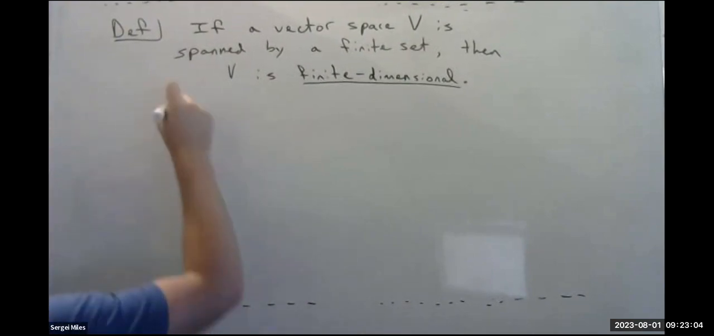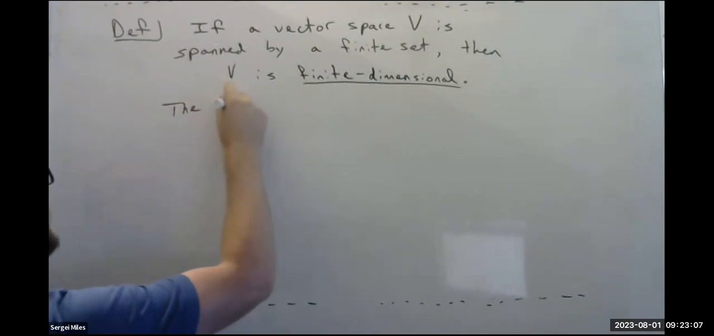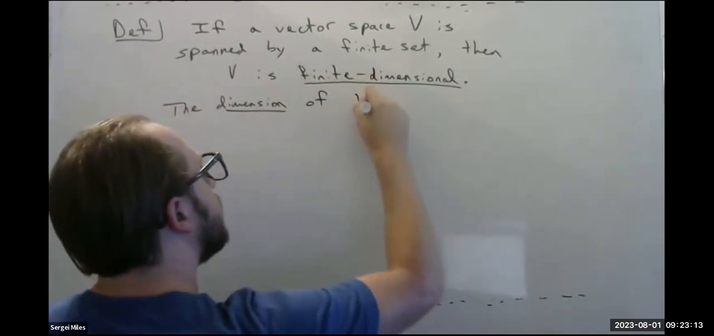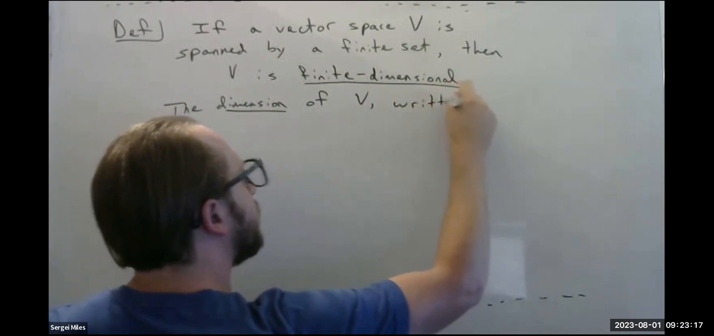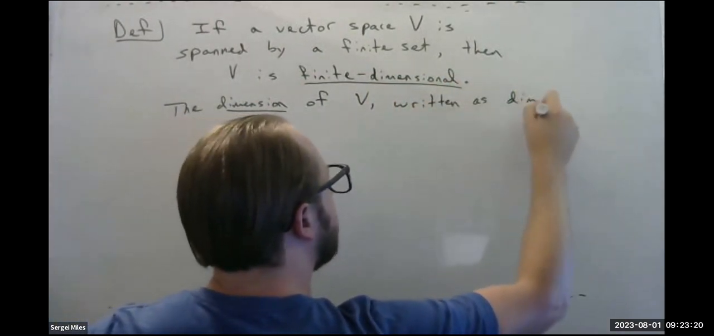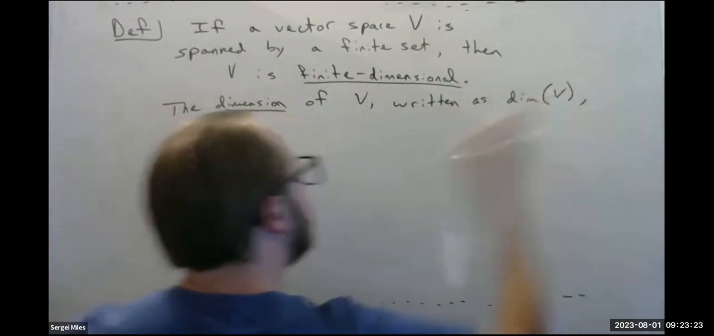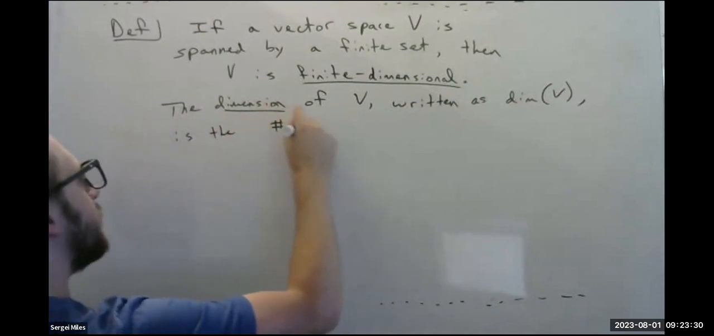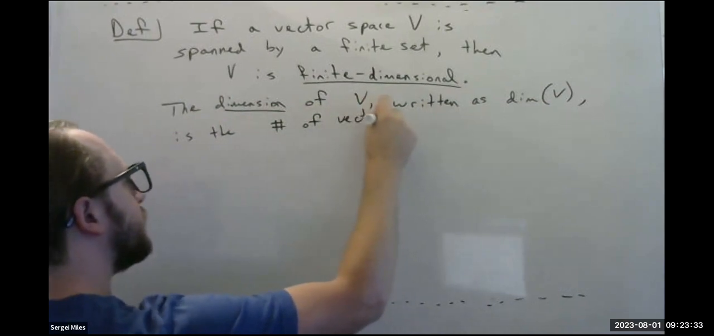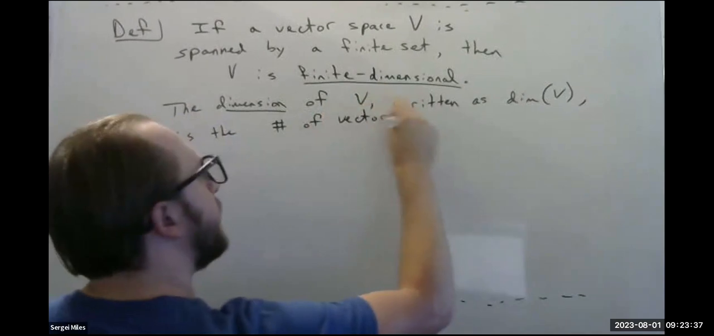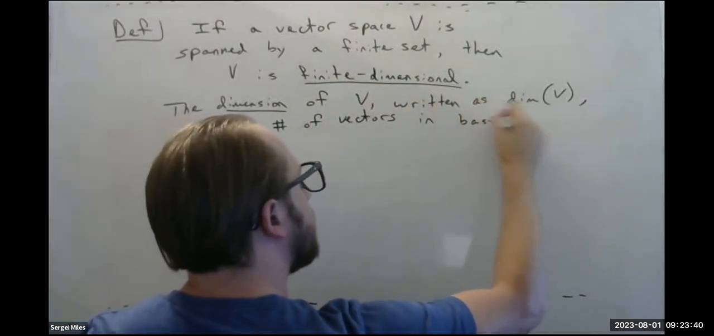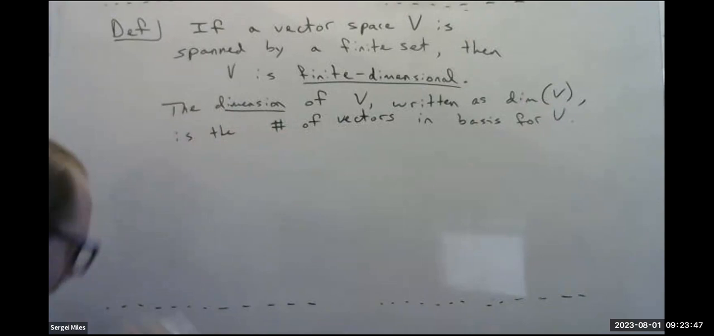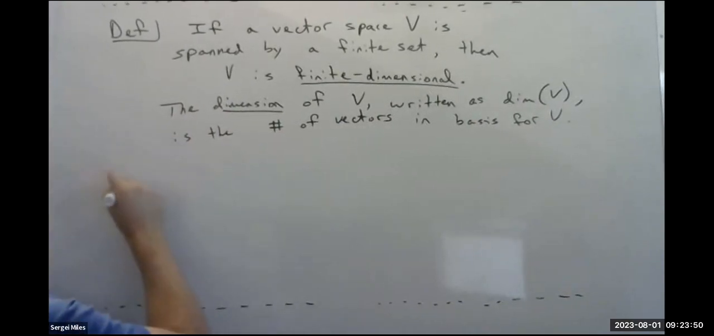How do we actually find the dimension? The dimension of V, which we'll abbreviate as dim, dim of V, is the number of vectors in a basis for V. We call this the dimension because if you think about R2, for example, sure, I could, if I wanted to, write R2 as the span of (1, 0), (0, 1).